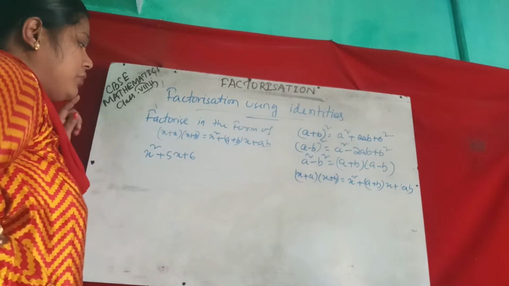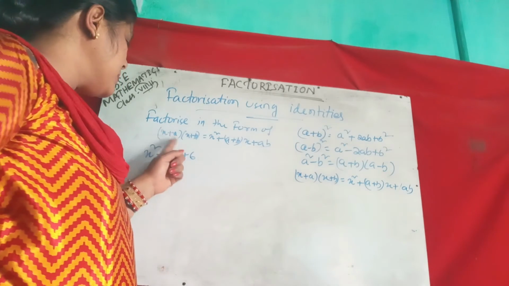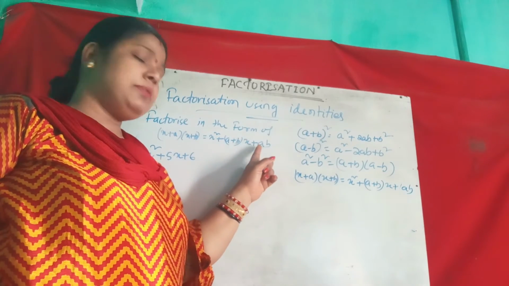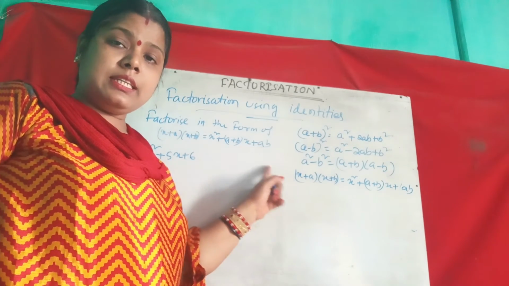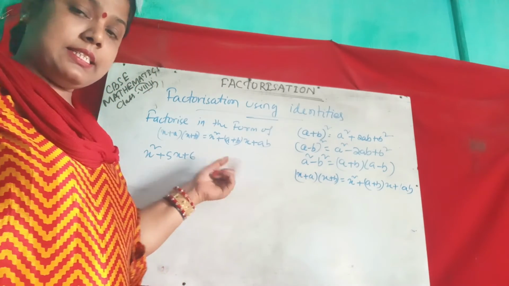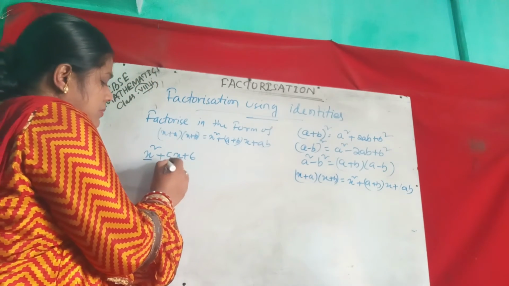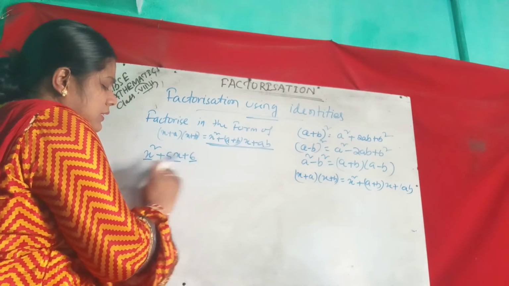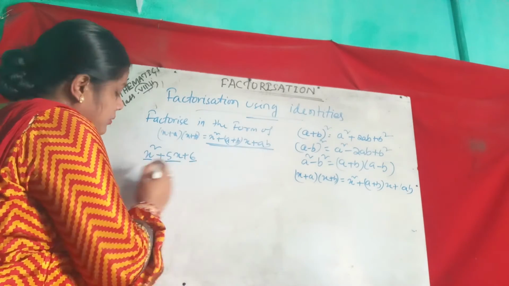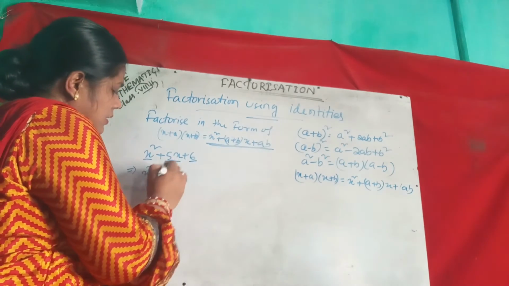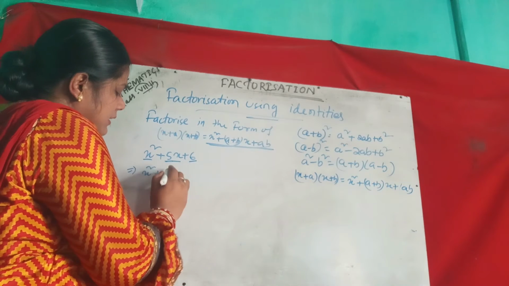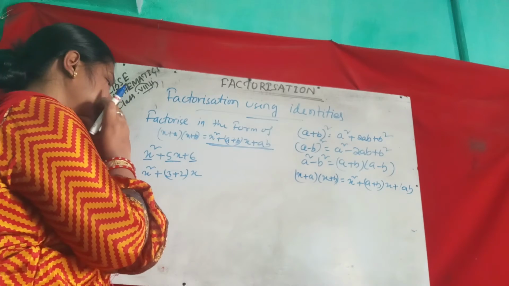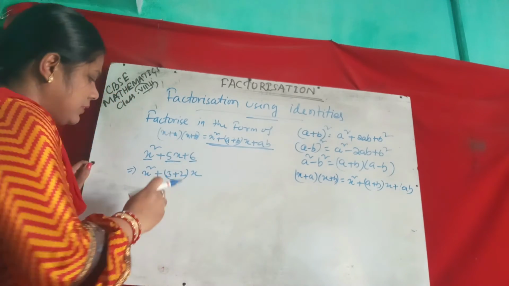Now factorize using another identity: (x plus a) into (x plus b) equals x square plus (a plus b)x plus ab. So your question is x square plus 5x plus 6. You have to convert this expression in this way. Suppose x square, and 5 you can write as 3 plus 2, times x.